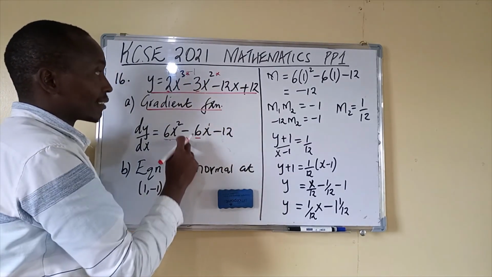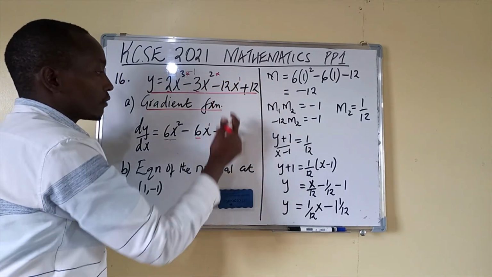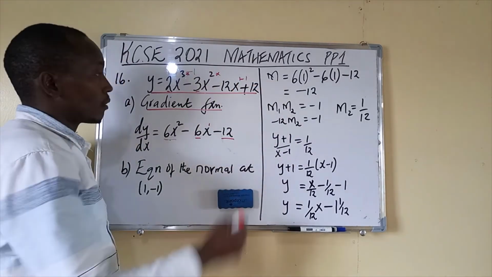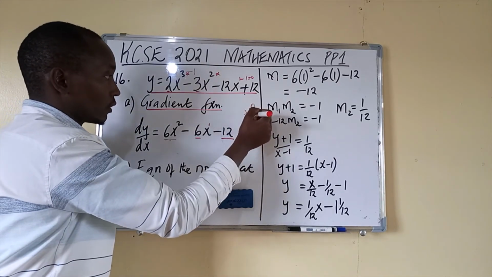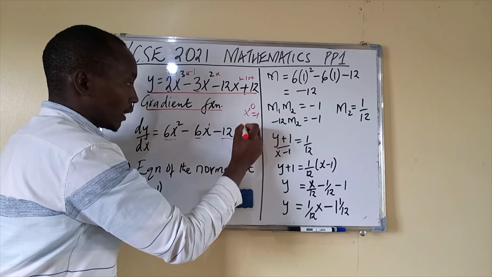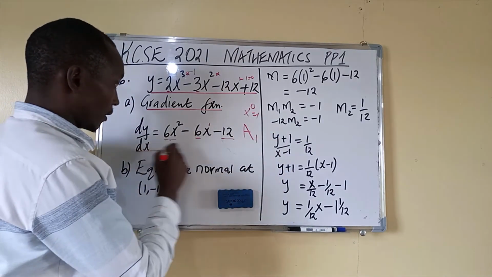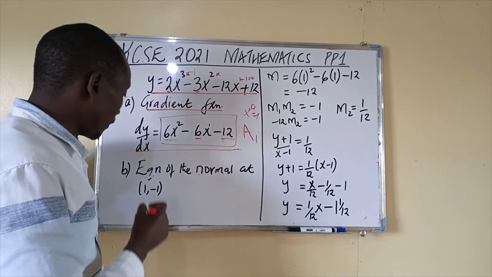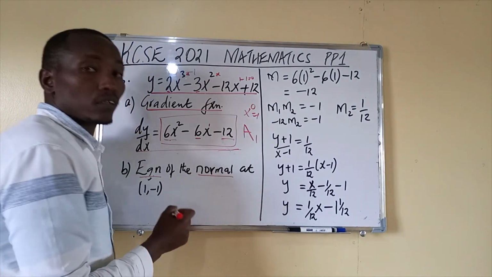The negative remains. With this one, the power is 1. So 1 times negative 12, you get negative 12. Then the power reduces by 1, that is 0. X raised to power 0 is 1. So with that, you remain with that. And that is how you get that mark. That is the gradient function. Well done.